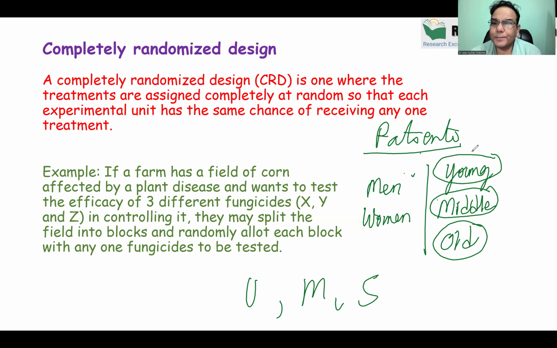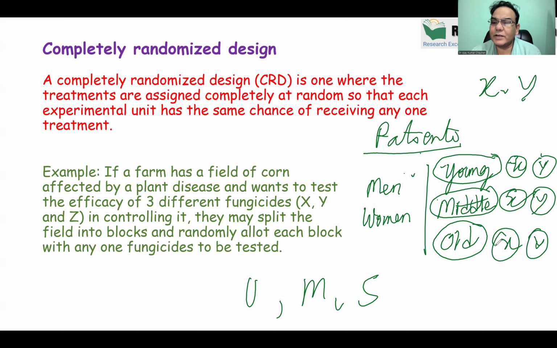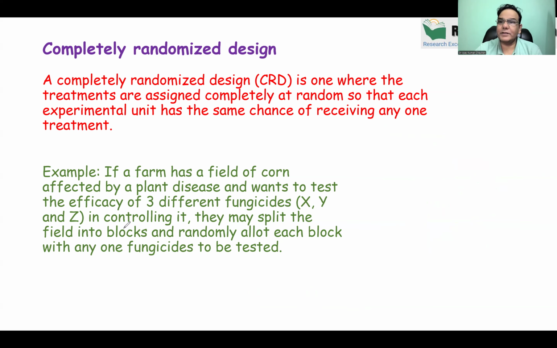Now within the group, suppose you are having two drugs, X and Y. So young people are divided into two groups. One group is provided drug X and the second group is provided drug Y. Similarly for middle-aged, X and Y, then X and Y. And this allocation is done randomly. So here there are two levels. In this case, there are two levels in the randomized block design I am talking about.